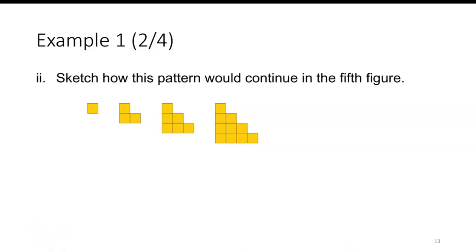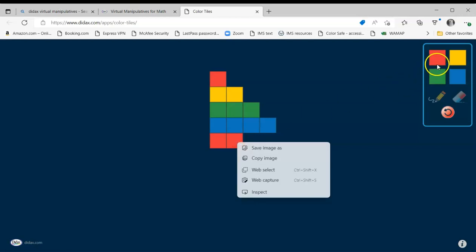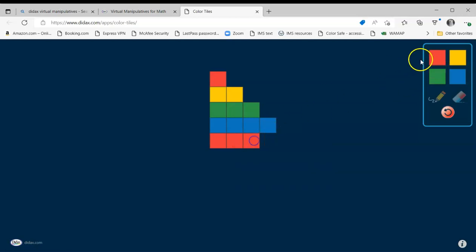Or actually, I'm going to go ahead and pull up the Dedex. And you can see I already have the fourth figure there. But if I was to continue on with the fifth figure, that would be just adding an extra row at the bottom. And that would be the fifth figure. Again, the colors don't matter.